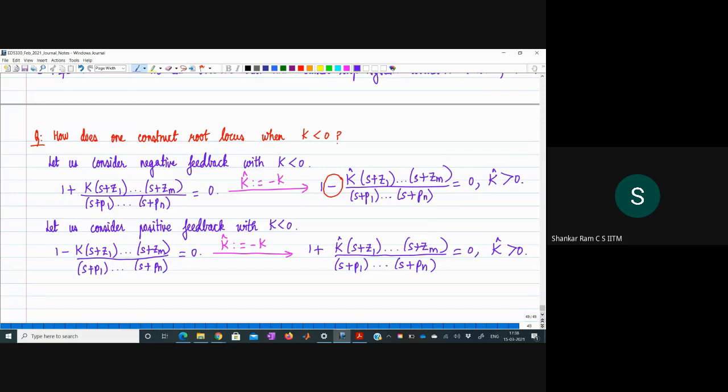So we apply the set of steps that we learned previously, what I called the first set of steps, and we look at the root locus. But that k hat becomes the parameter of interest.